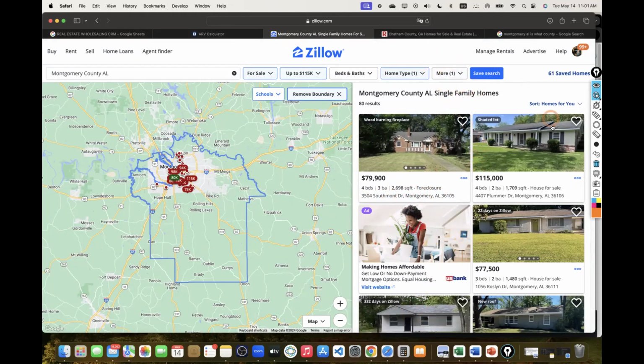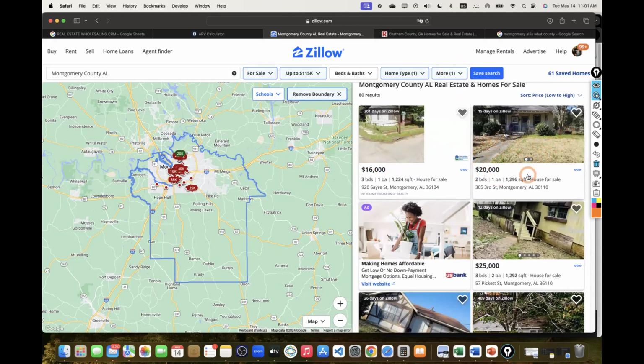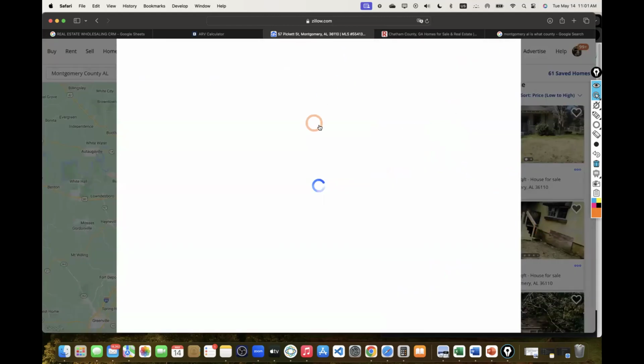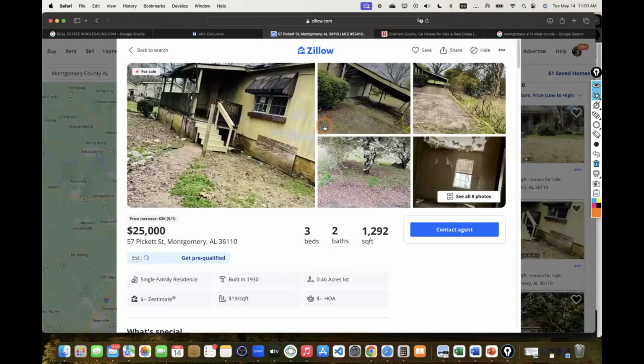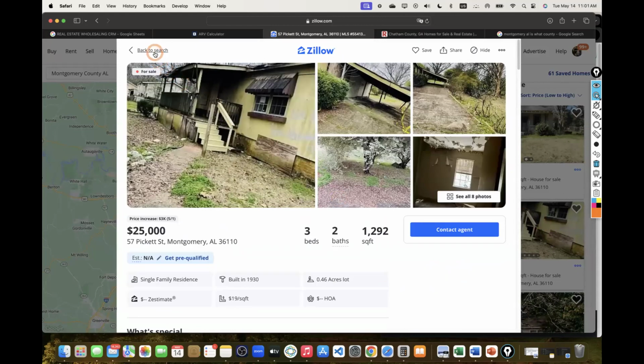What else am I missing? That's pretty much it. Now let's sort by price point, low to high, and see what kind of deals we get. See, 16,000, 20,000. These are the properties that I'm talking about. Oh, this property is back again. I feel like I've seen this property, unless I'm tripping. This is deja vu over here. Oh no, this is a whole different property.